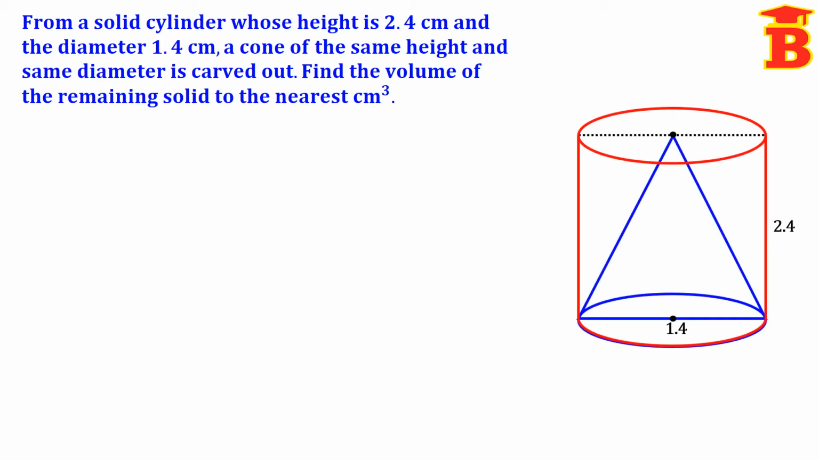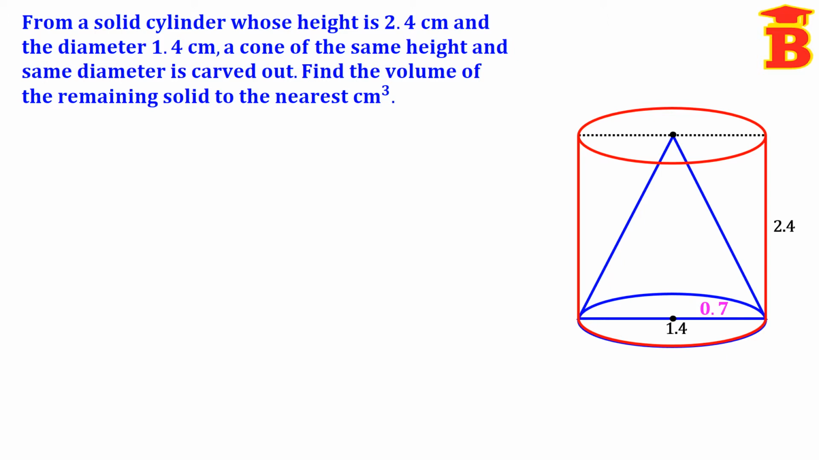This is the diagram for the given problem. Here this red color is the cylinder and the blue color is the cone. Here given the cone has same height and also same diameter. So we take the diameter 1.4 centimeter. The radius is half of the diameter. So taking half of this, we get the radius 0.7. And here it is given that the height is 2.4 centimeter.